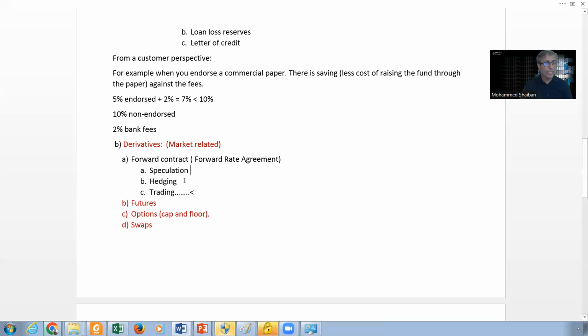Now, speculation and hedging is the same calculations as we talked before. And as I told you, either this problem or this is in the workshop. This is the only calculation in the derivative parts.